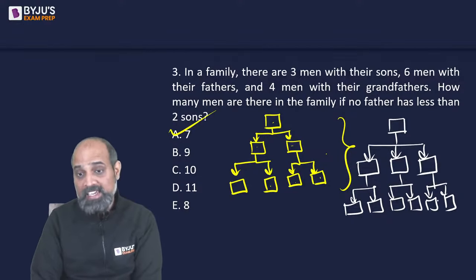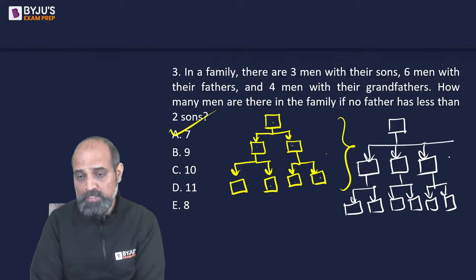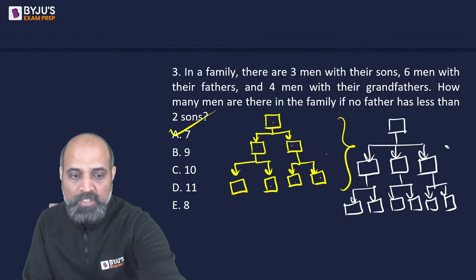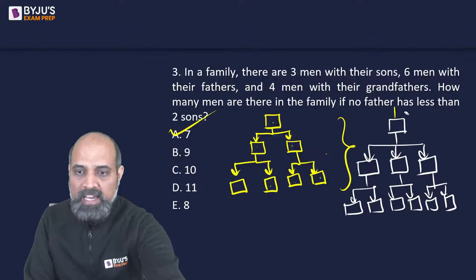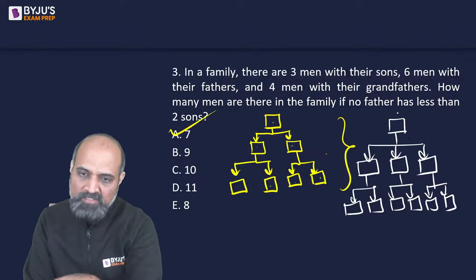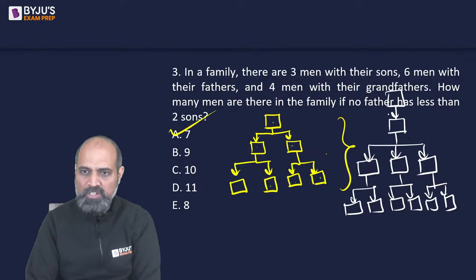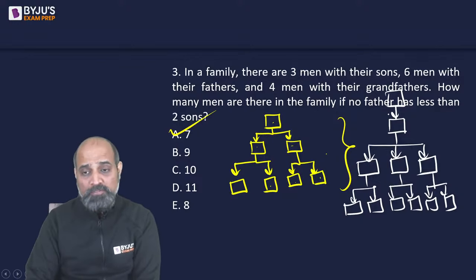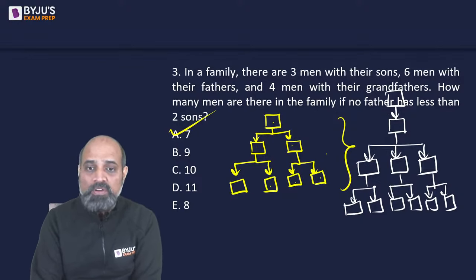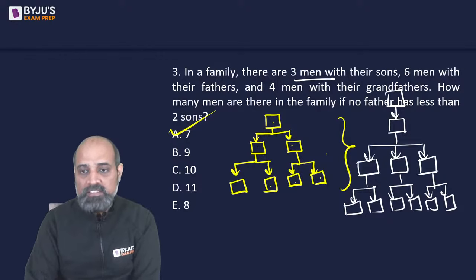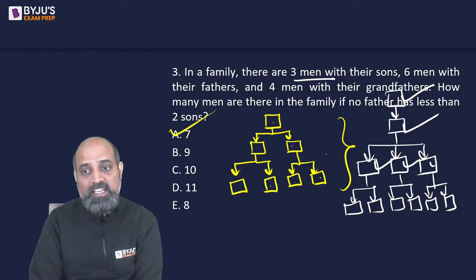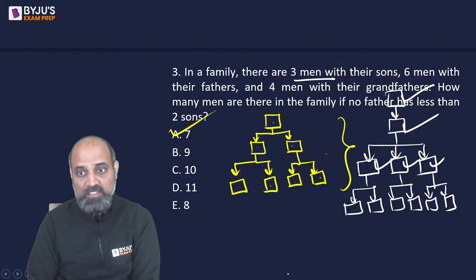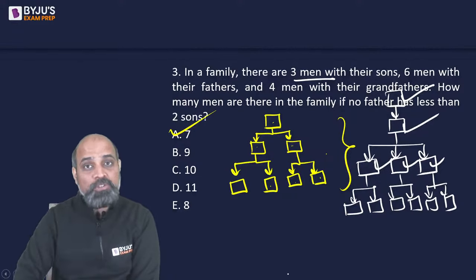If you are saying 11, that means this person cannot have one more. It means he has one more father. It's a four generation. Suppose you have drawn something like this: there are three men with their sons. This man has a son. This man has a son. These three have a son. Do we have three people who have sons? There will be five people who have sons.